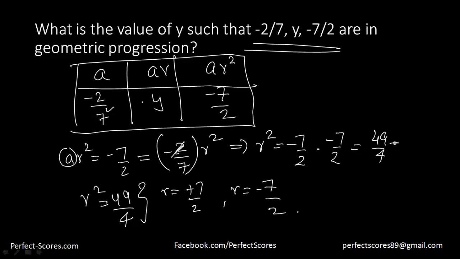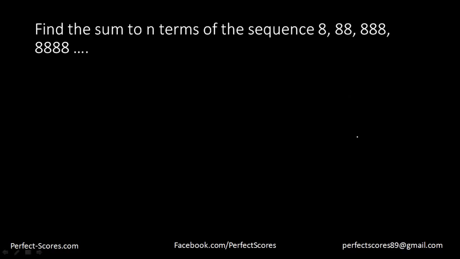So if r is positive 7 by 2, then the value of y would be equal to negative 1. And if r is negative 7 by 2, then the value of y is going to be equal to 1. Right? So the value of y is going to be positive or negative of 1. I suppose you're understanding what I'm trying to say here, guys. Let's go ahead to the next question.